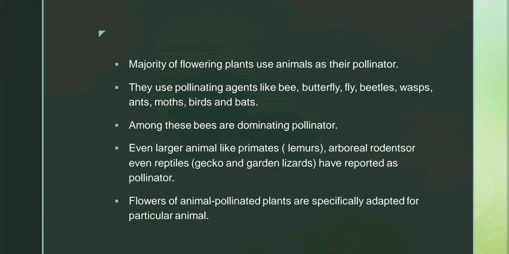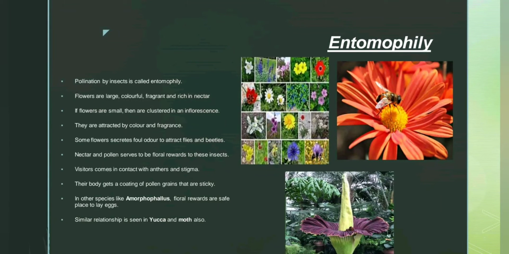The majority of flowering plants use animals as their pollinators. They use pollinating agents like bee, butterfly, fly, beetles, wasp, ant, moth, birds, and bats. Among these, bees are the dominating pollinators. Even larger animals like primates, lemurs, arboreal rodents, or even reptiles like gecko lizard and garden lizard have been reported as potential pollinators. Often flowers of animal pollinated plants are specifically adapted for particular species of animals.